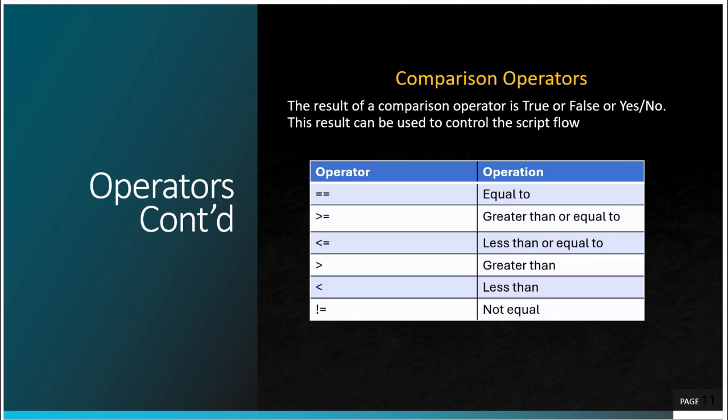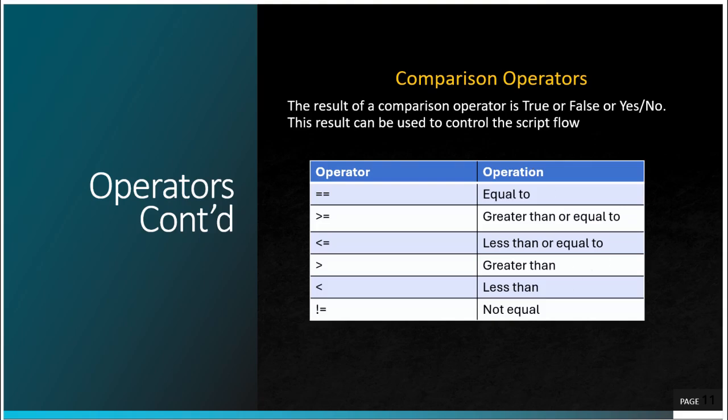Based on that decision, yes or no, you are going to control the flow of your script, how you want your script to move forward. And that is where it becomes interesting. That is where Python becomes more and more interesting when you start looking at all these things. You can also call these comparison operators Boolean expressions, where you get a true or a false, a yes or a no.